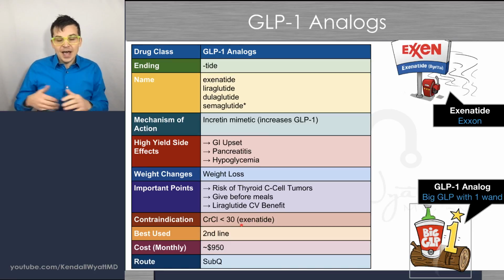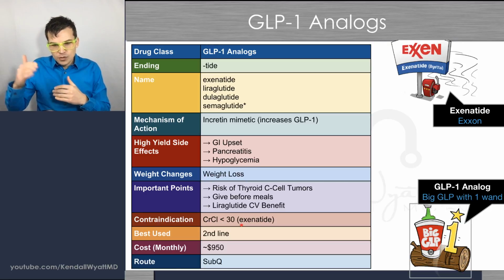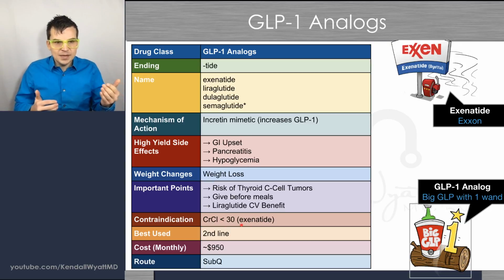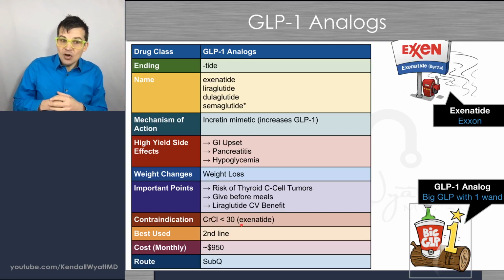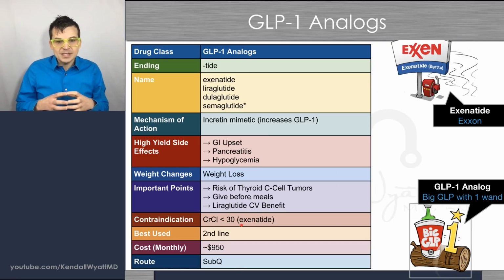Now, they're second line, in my opinion, because they don't bring down the A1C or your glucose levels a whole bunch all by themselves. They need to be with something like metformin, but also because they're expensive. These medicines are almost $1,000 a month. That's a lot of money for a medicine.